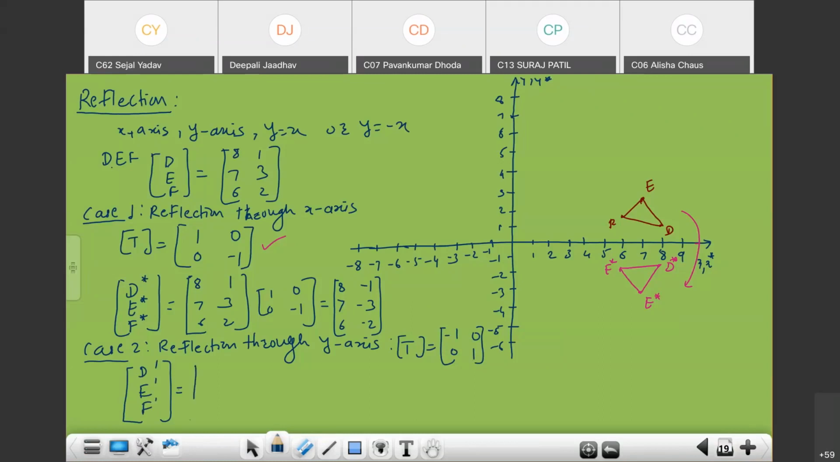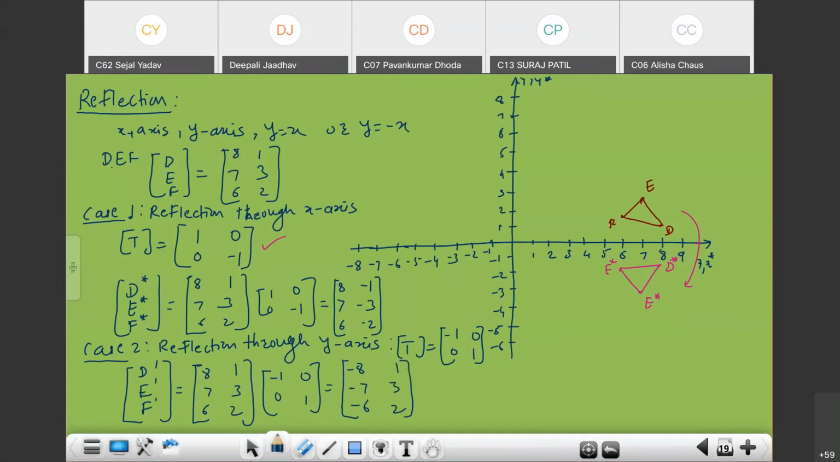Multiply the original matrix 8 1, 7 3, 6 2 with this transformation matrix minus 1, 0, 0, 1. What happens here in this case? All x coordinates become minus. So it is minus 8, minus 7, minus 6. Y remains as it is.